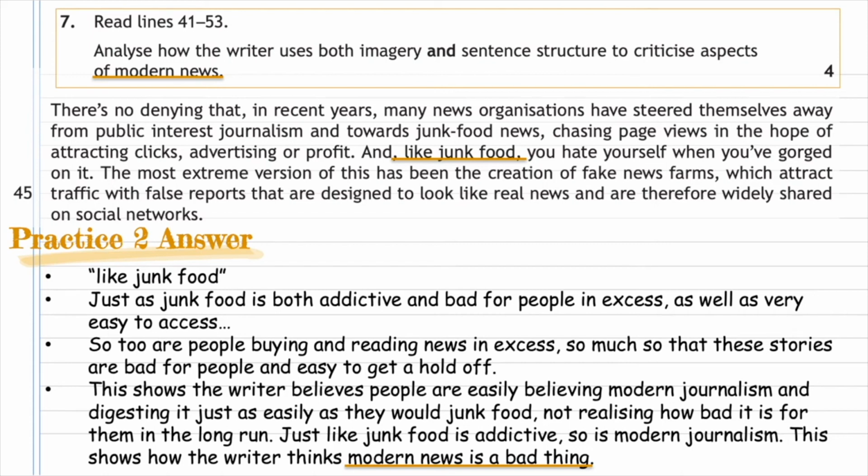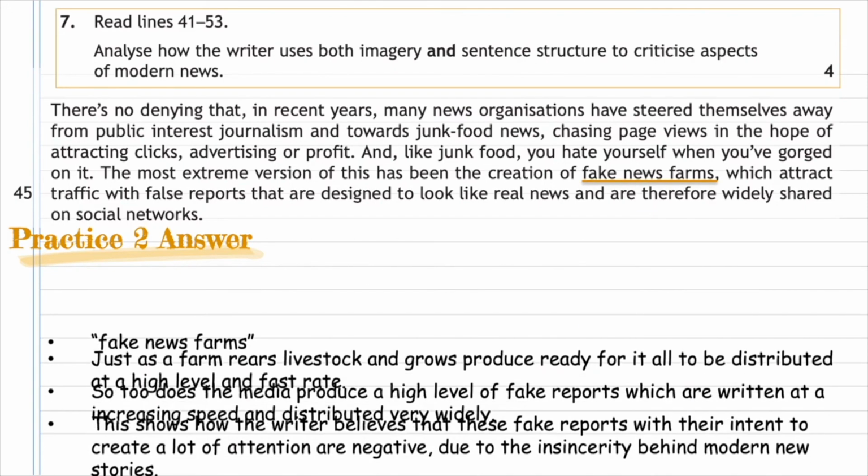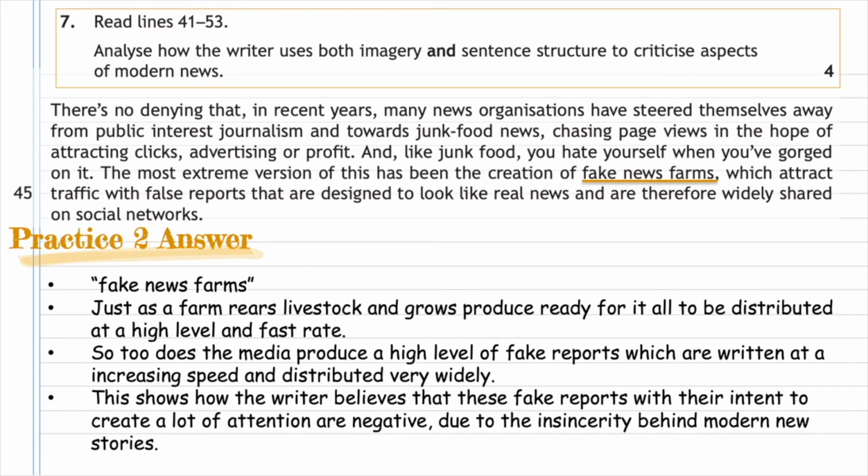Now we're going to go over the second piece of imagery that we've identified in the first paragraph. We highlight the second piece of imagery, which is fake news farms. My answer is, I've quoted fake news farms. Just as a farm rears livestock and grows produce ready for all to be distributed at a high level and fast rate, so too does the media produce a high level of fake reports which are written at increasing speed and distributed very widely.